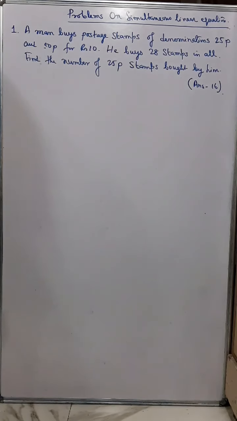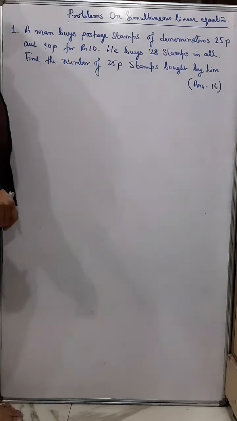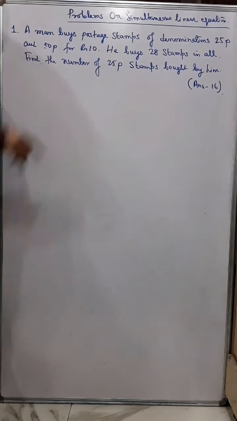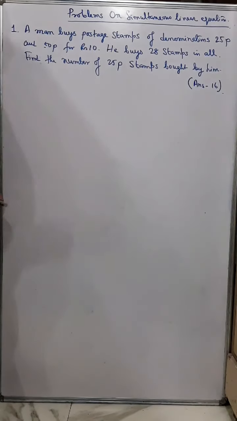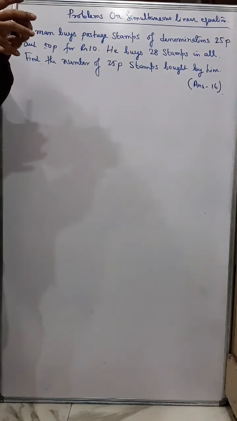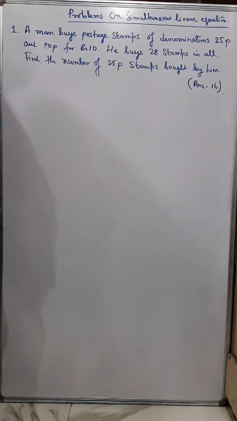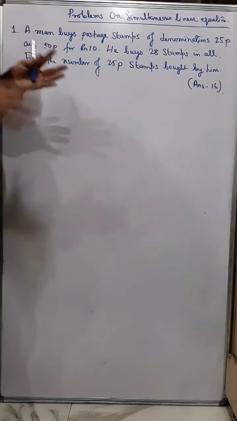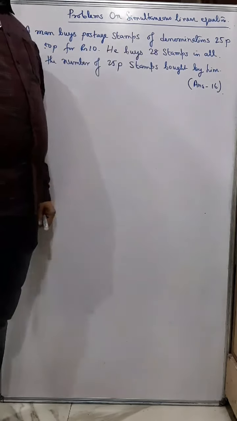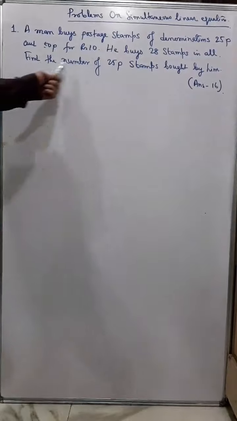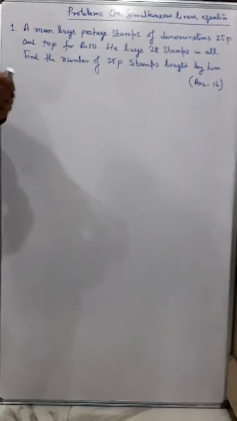What they told: a man buys postage stamps of denomination 25 paisa and 50 paisa for rupees 10. That means he bought some 25 paisa stamps and some 50 paisa stamps. We don't know how many, but the total valuation of those stamps is rupees 10. And how many stamps in total does he have? He has 28 stamps in all. Now we have to find the number of 25 paisa stamps.